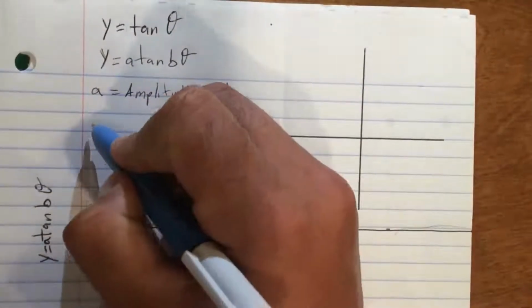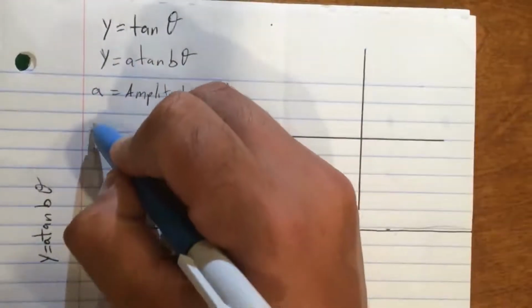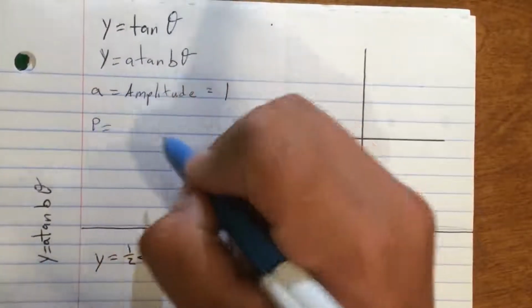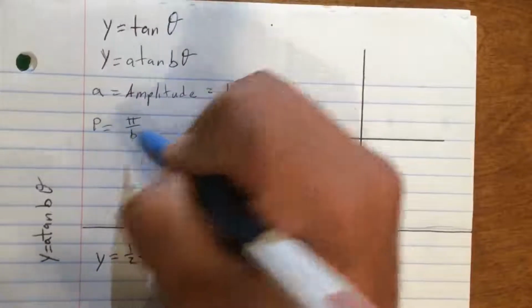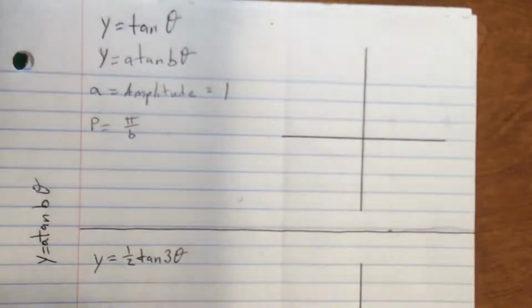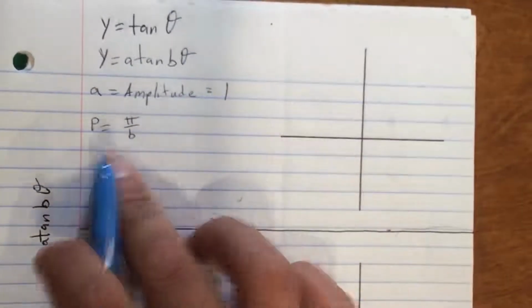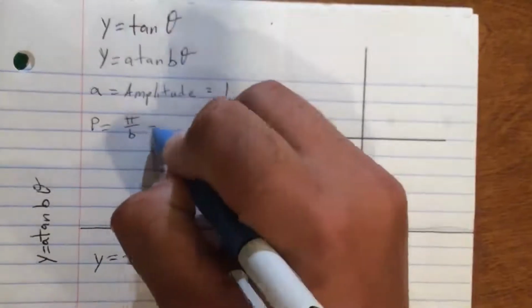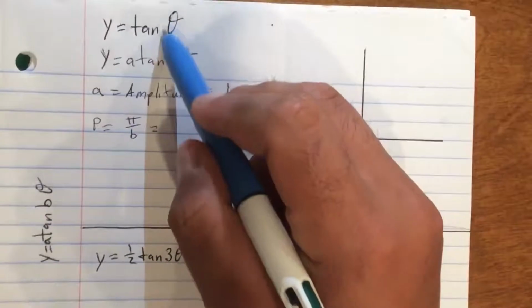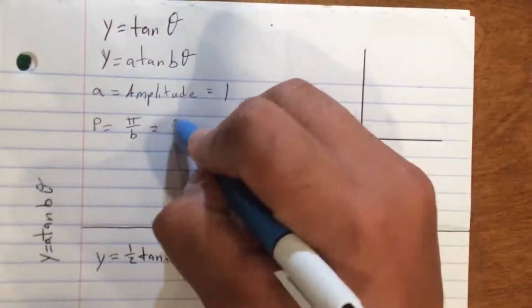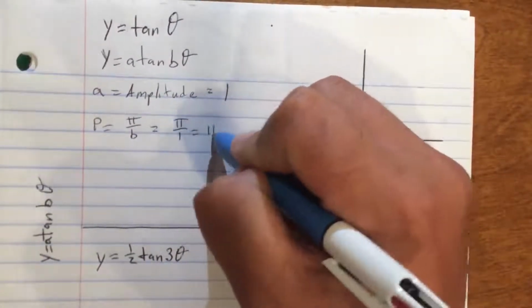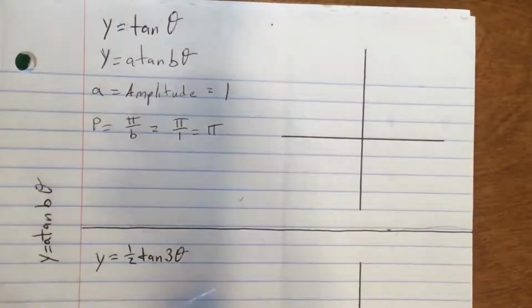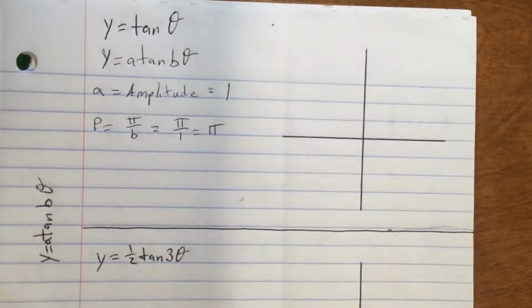And for tangent, our period is going to be equal to pi over b. I know for sine and cosine it's 2 pi over b, but tangent has a different period. So it's going to be pi over b, which, since there's no b here, is pi over 1, which is equal to just pi. So that's going to be our period for this one.